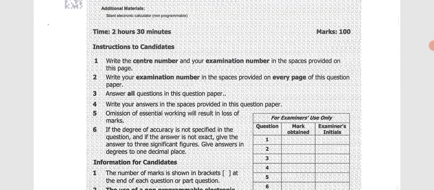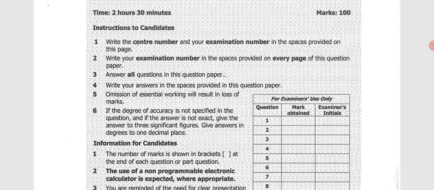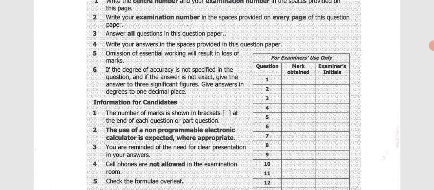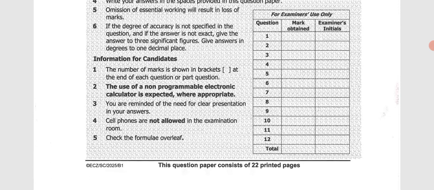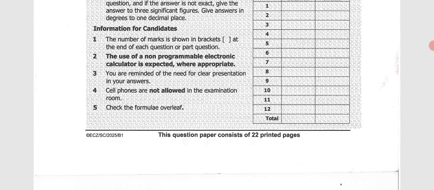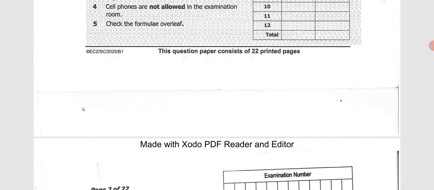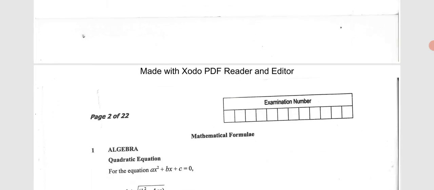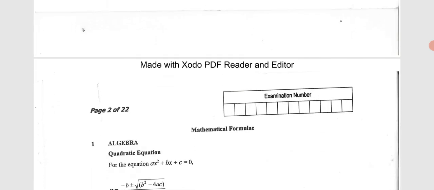Then you have those instructions to candidates. Make sure you read them, and then you have information to candidates. Make sure you also read that. Then they are saying this question paper consists of 22 printed pages. Make sure to write your examination number on all the spaces given in the answer sheet.